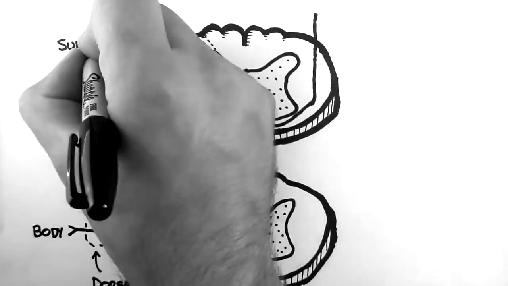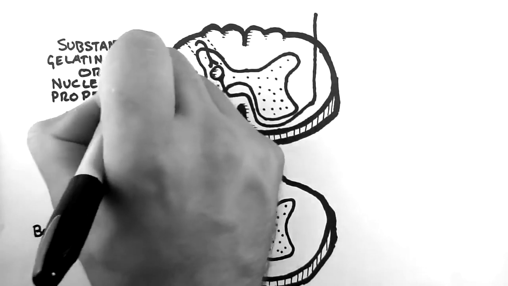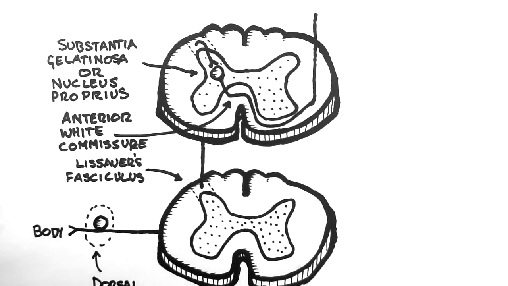These neurons here are located within the substantia gelatinosa, or the nucleus proprius, both of which are collections of cell bodies within the dorsal horn.